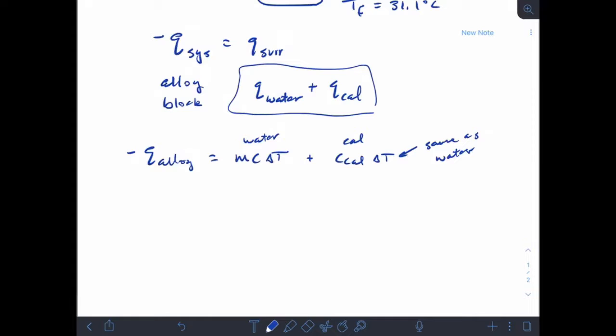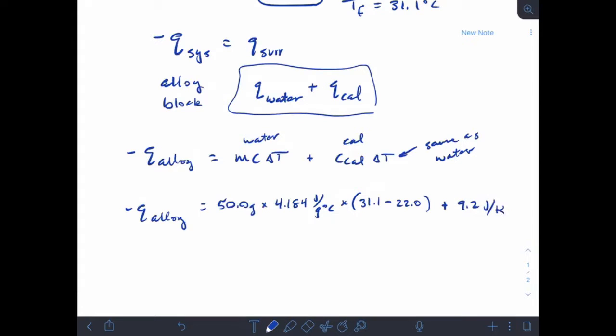Okay, so we'll have negative Q of the alloy equals 50 grams, that's the mass of our water, times the specific heat of water, 4.184 joules per gram degrees C, times delta T, which was our final temperature, 31.1, minus the initial, 22, plus C cal, which we're given was 9.2 joules per Kelvin, times the delta T, same for water.